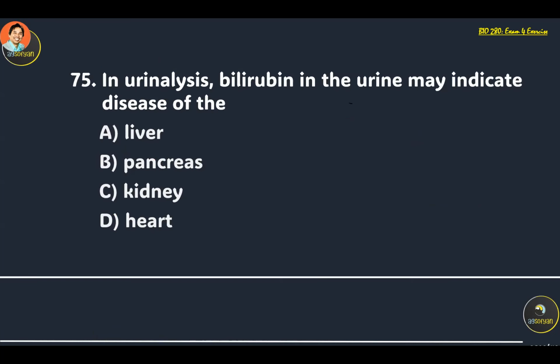In urinalysis, bilirubin in the urine may indicate disease of the liver. Bilirubin is the product of the process of blood destruction in the liver. All old blood has to be removed, it has to be destroyed, and it is destroyed in the liver, and it produces the bilirubin. So if you have that bilirubin in the urine, it will tell the condition, a problem with the liver.